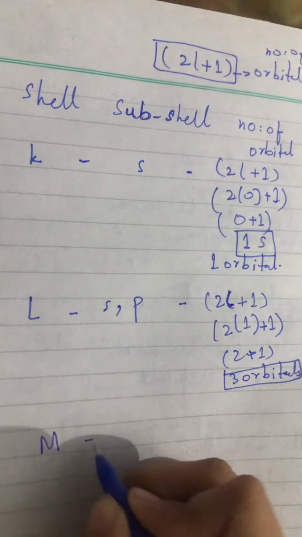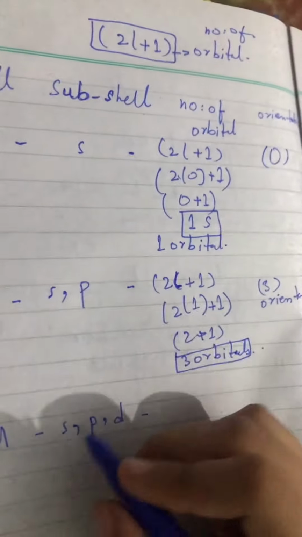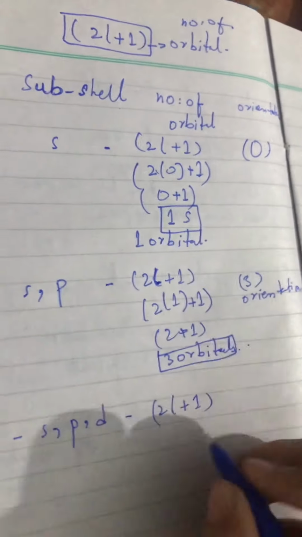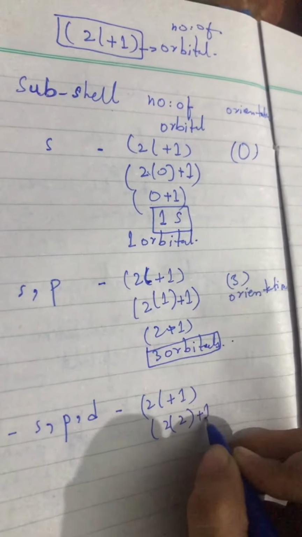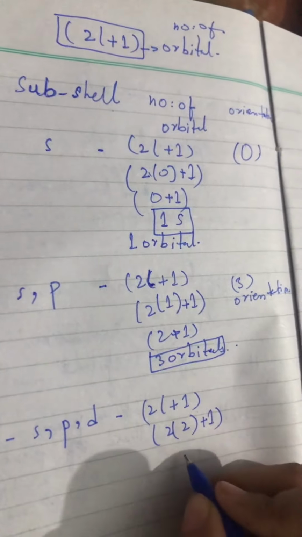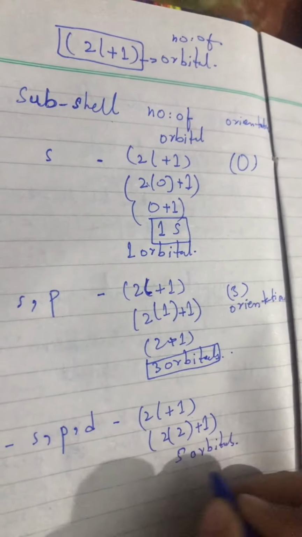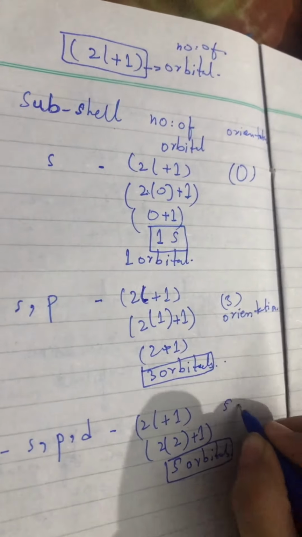Now M has 3 subshells, S, P, D. We have found S and P, now D. 2L plus 1. The azimuthal number of D is 2, so 2 times 2 is 4, 4 plus 1, that is 5. 5 orbitals in D. So there will be 5 orientations.